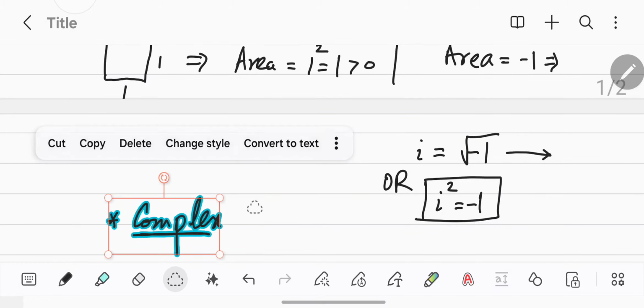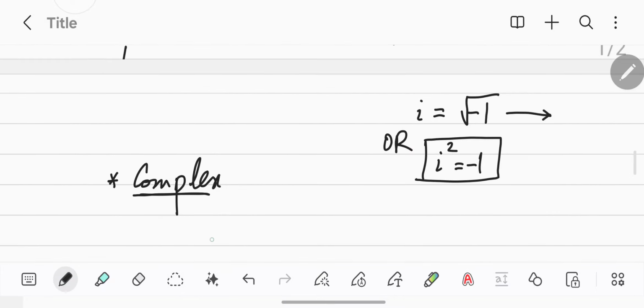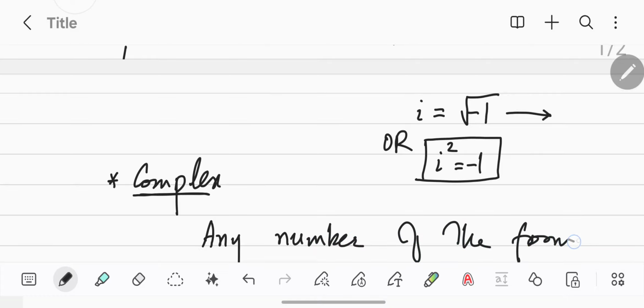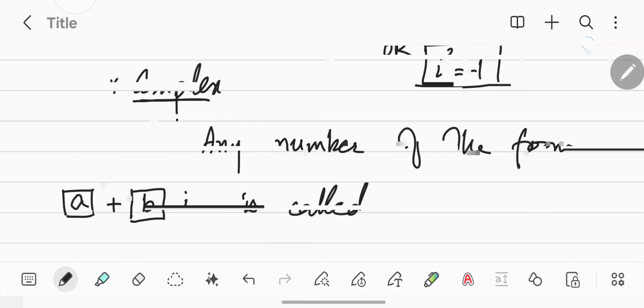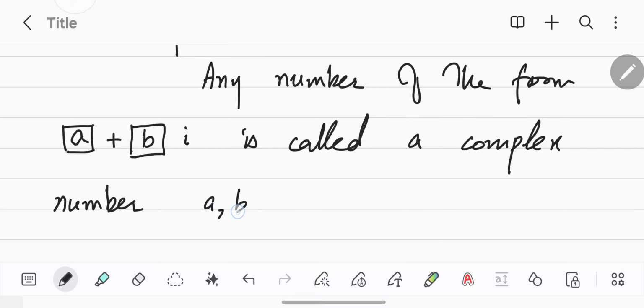Okay? So now we will define the complex numbers. Any number of the form a plus b iota. Here, these spaces are for real numbers. Any combination of this form, for example, a plus b iota, is called a complex number. Here, a and b are real numbers. They are real.